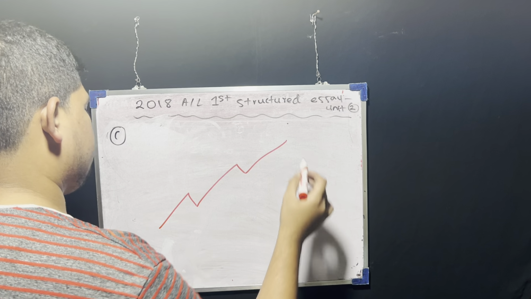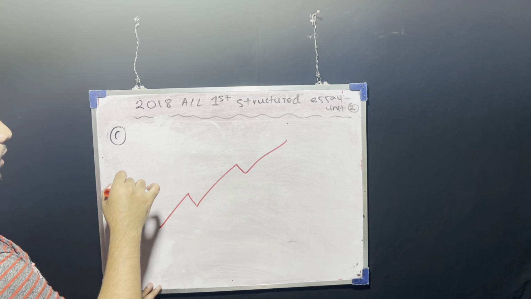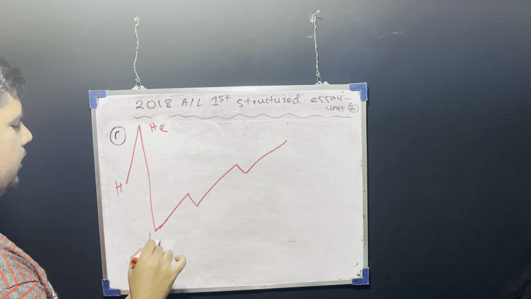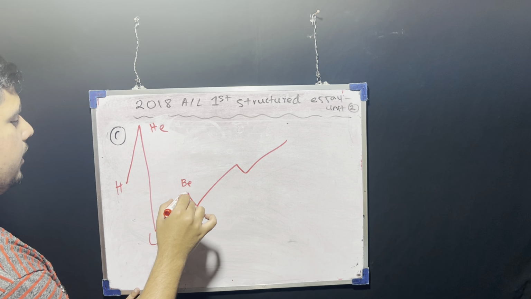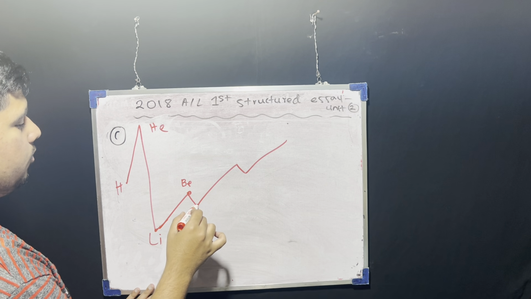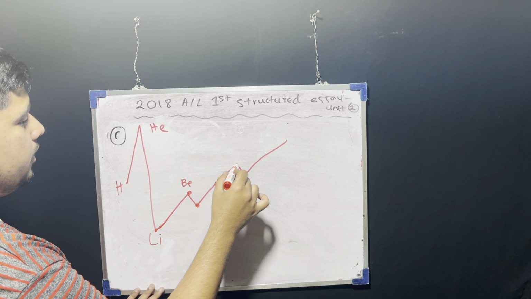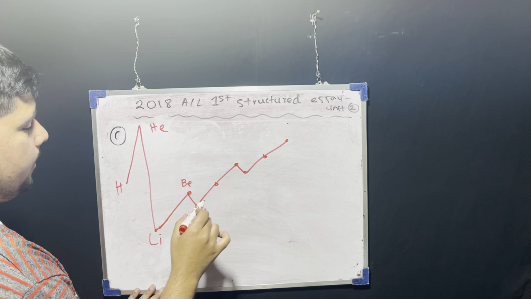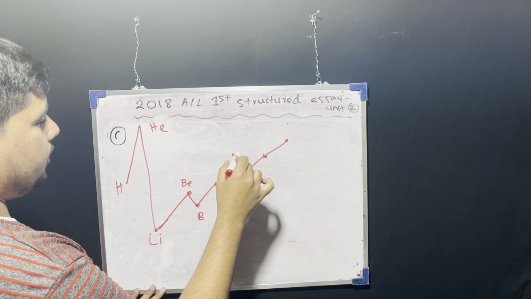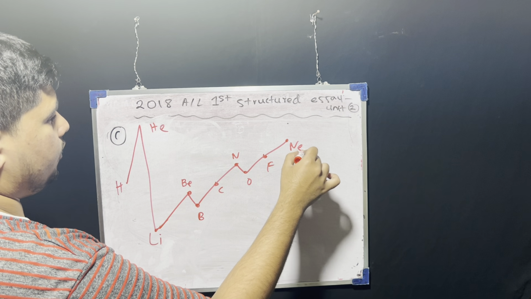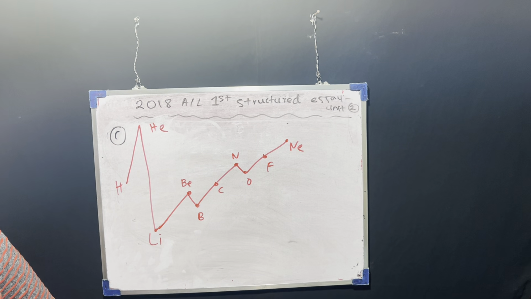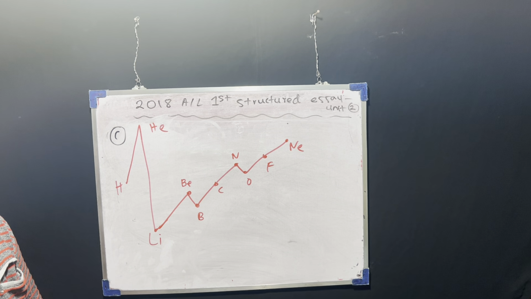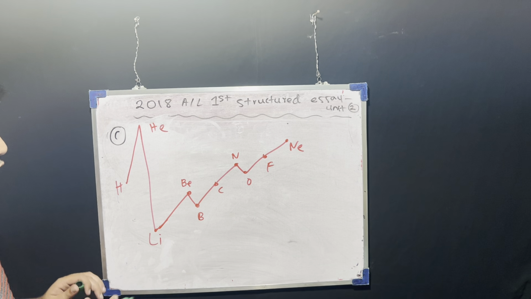Going to the right: hydrogen, helium, lithium, beryllium, boron, carbon, nitrogen, oxygen, fluorine, neon. Variation of first ionization energy. You see what they have asked? They have asked for sodium.